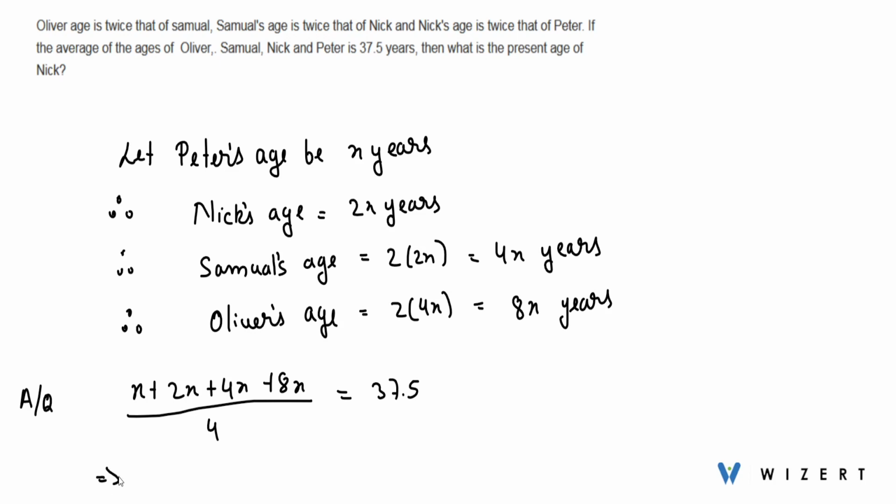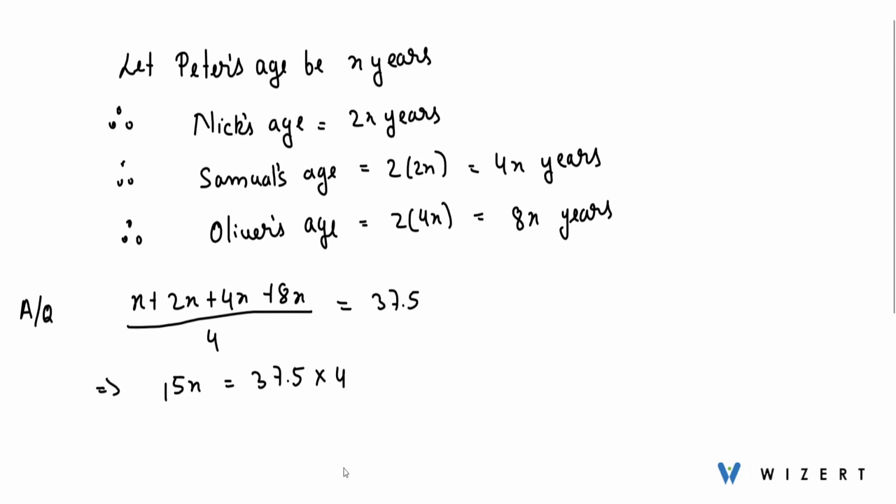Upon further simplification, we have 8x plus 4x, which is 12x, 12 plus 2 is 14, plus 1 is 15. So 15x will be equal to 37.5 multiplied by 4. Now divide both sides of the equality by 15 in order to get the value of x. So x will be equal to 37.5 multiplied by 4 divided by 15.